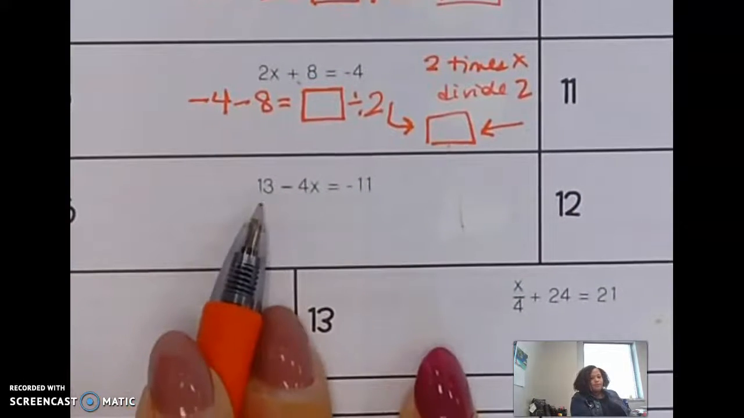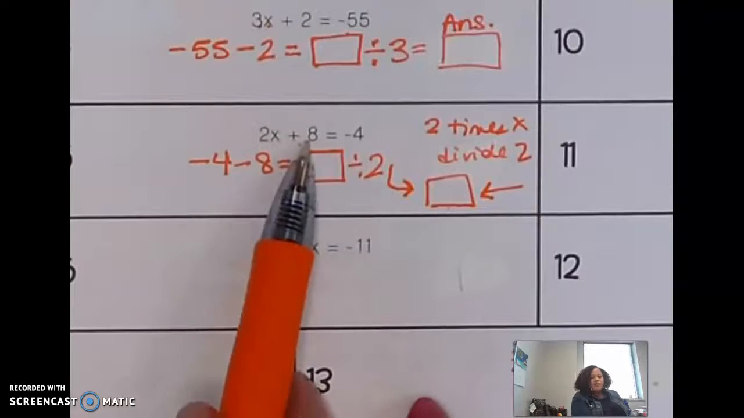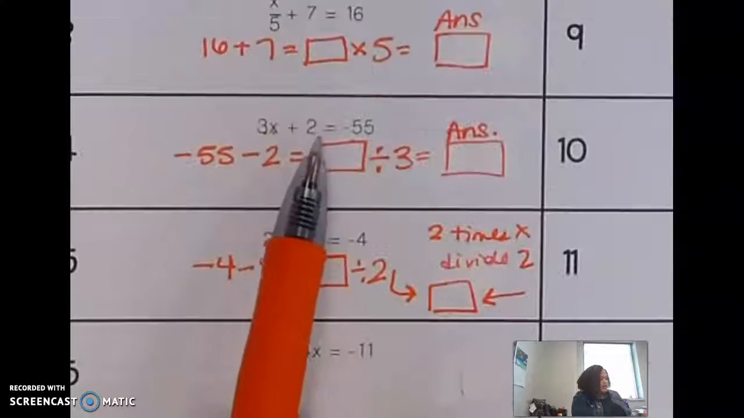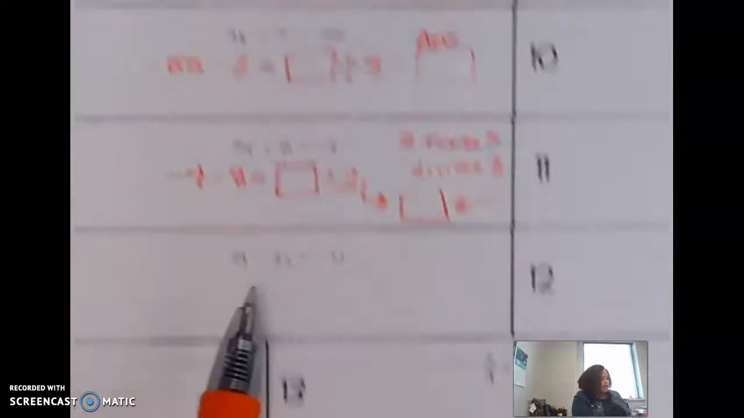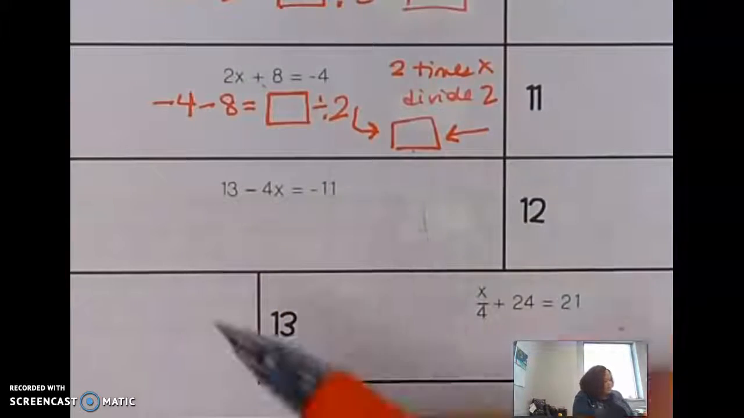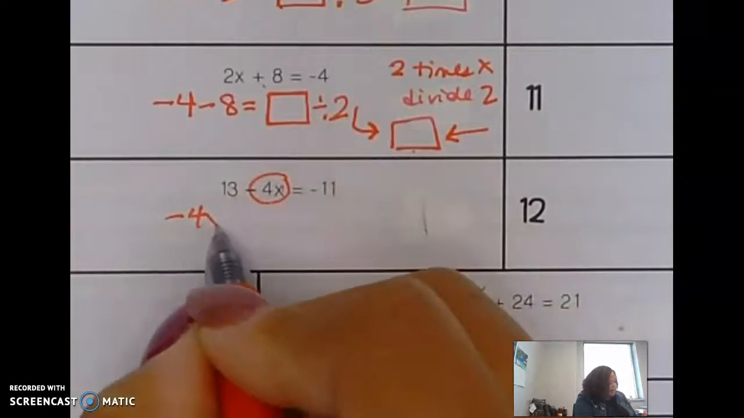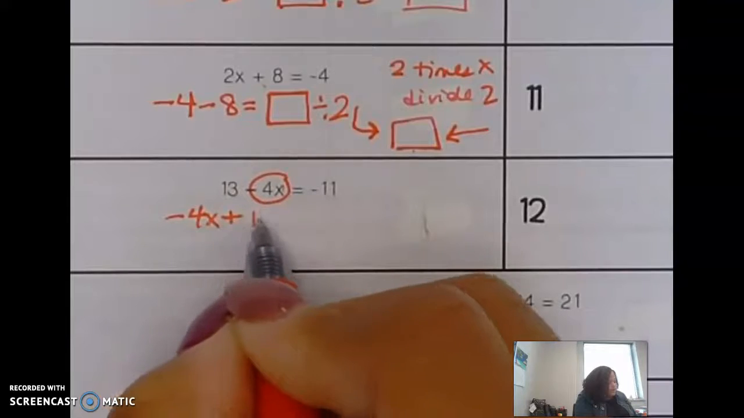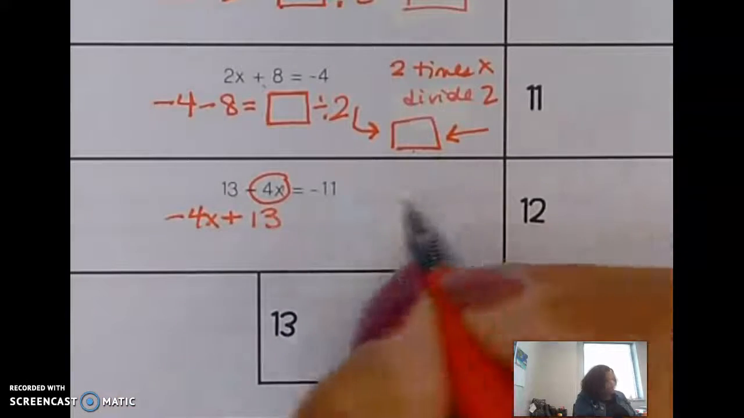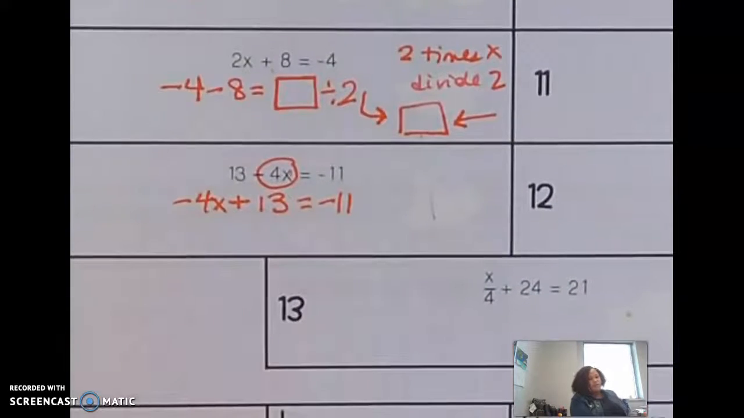Here they tricked you. They moved the 13 over here. I'm always starting with the number that doesn't have a variable. This is called the constant. So I'm starting with my constant here, my constant here, my constant here. Down here, my constant is 13. I can rewrite this problem to say negative 4x, because this is a negative 4x, positive 13, so plus 13, equals negative 11. That should help you solve this one.